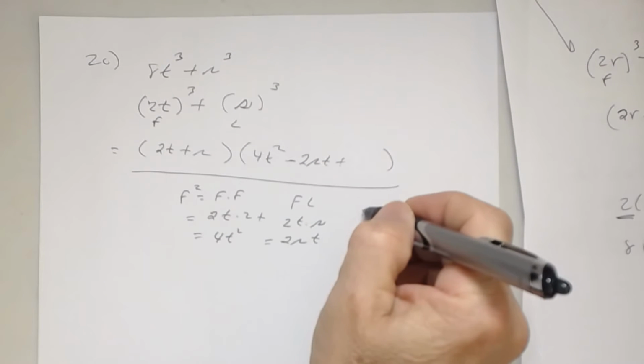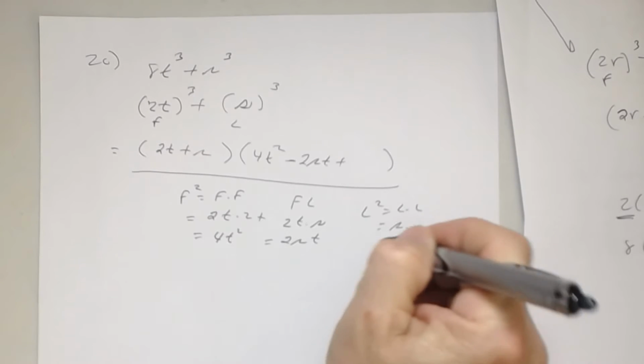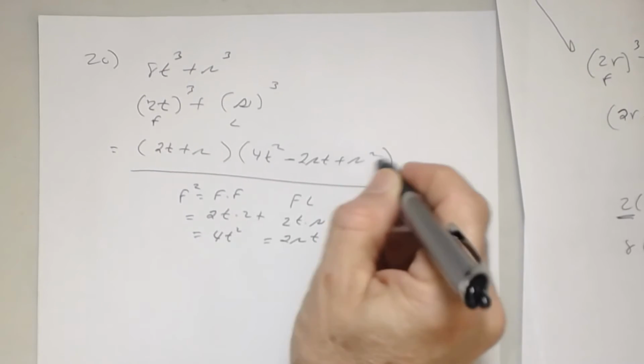And then plus, and then L squared is L times L. What's S times S? So there's your answer.